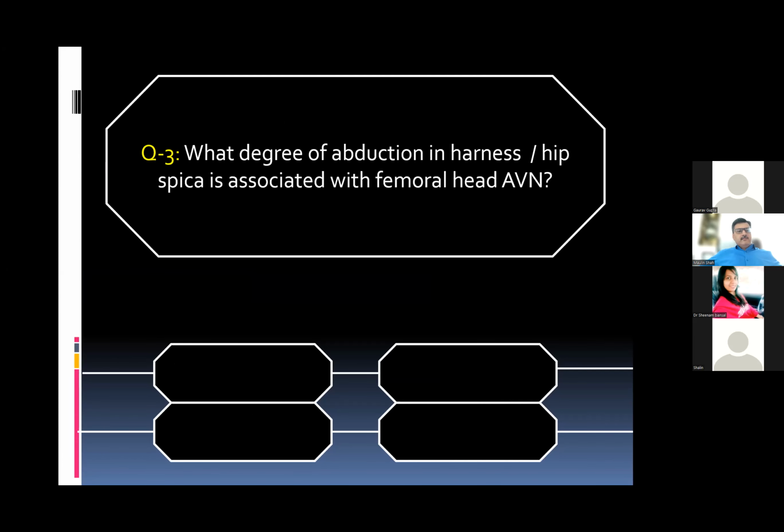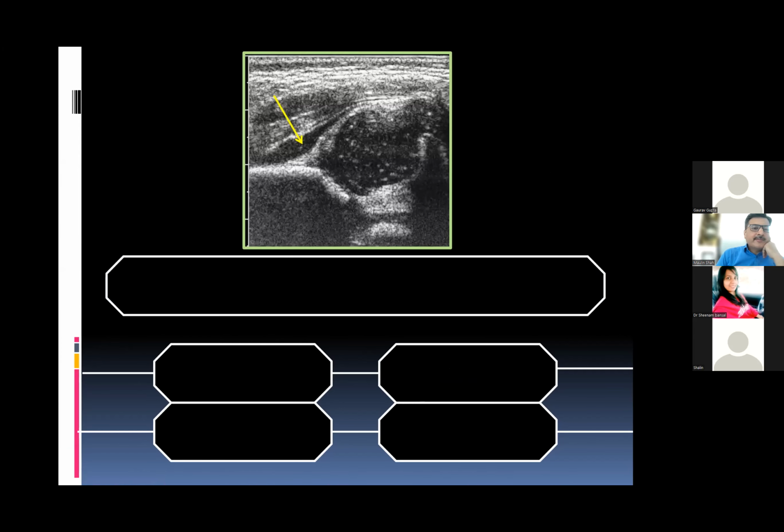Yeah, go ahead, Sheena. Okay, next question is, what degree of abduction in harness or hip spica is associated with femoral head avascular necrosis? First is more than 45, more than 50, more than 60, or more than 70. Dr. Ramani Narsimhan taught to you about treatment of DDH in infancy, and he mentioned this point.